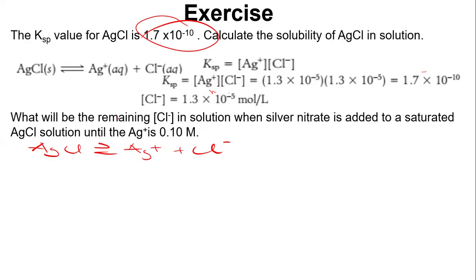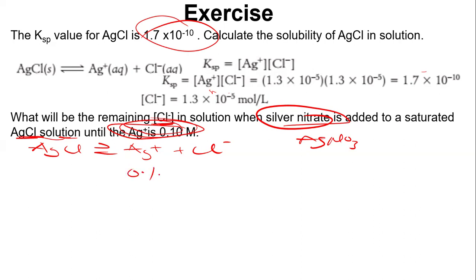Now they are saying what will be the remaining Cl concentration, so the solubility anyways, in solution when silver nitrate is added. So now we are adding silver nitrate to a saturated solution of AgCl until the concentration of the silver ion is 0.1. Now the KSP here will still be constant. The KSP will not change. The KSP changes with change in temperature, not change in concentration.